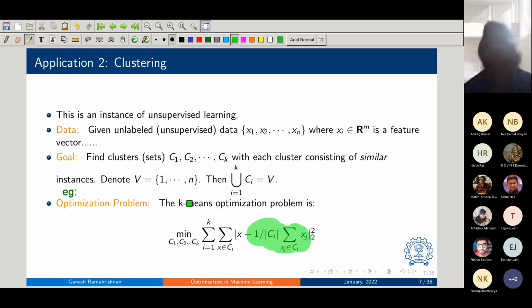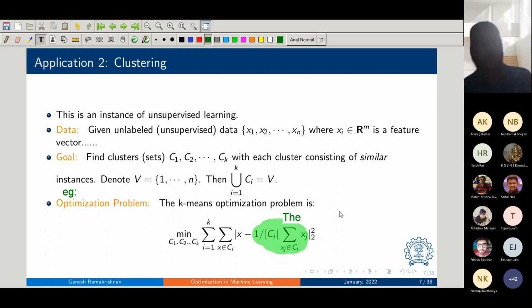The mean of the cluster, not that minus part. This part is a mean. You want X to be close to the mean in that cluster, and you want to find the clustering such that this is overall minimized. So this actually is a discrete optimization problem. Okay, so at this level, it's a discrete optimization problem.